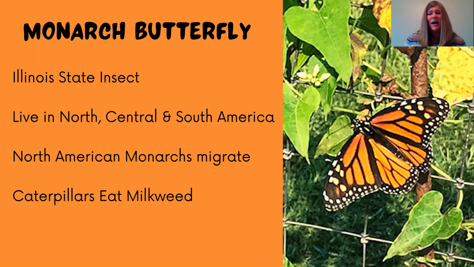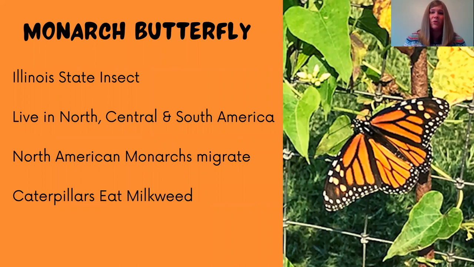Now, monarchs only live about 2 to 6 weeks, but the last generation of the season can live up to 8 to 9 months. What's really cool is as these butterflies are flying along their path, they'll be laying eggs. And when those eggs hatch, those butterflies will continue the migration as well. So it's pretty cool that they know how to do that.